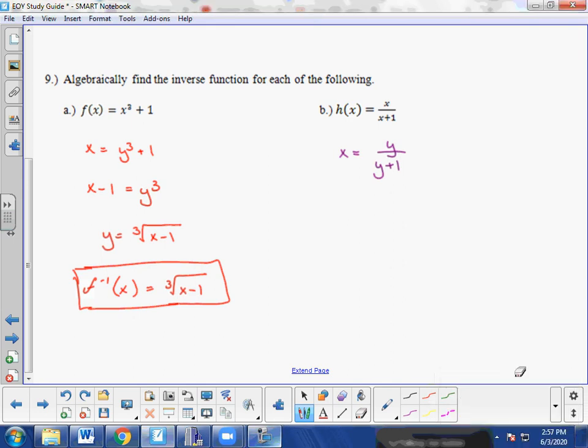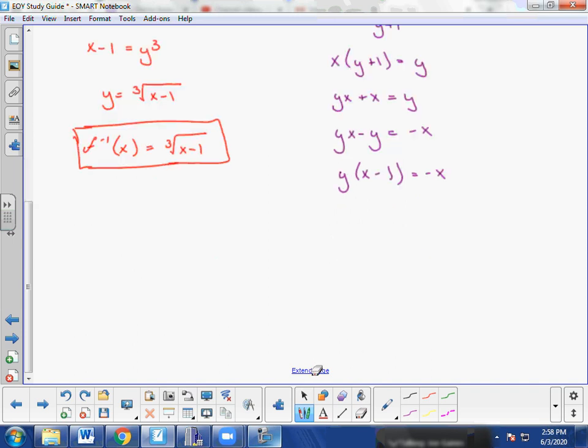So what I can do here is multiply both sides by y plus 1. If I multiply both sides by y plus 1, that leaves me with x times y plus 1 equal to y. Now I can distribute x, y times x plus x equals y. Now if I'm trying to get y by itself, I want both the y's on the same side, so I'm going to subtract y and subtract x. And now this still doesn't allow me to completely get one y, but what I can do is factor here. So factor out a y, and that would leave me y times x minus 1 equal to negative x.